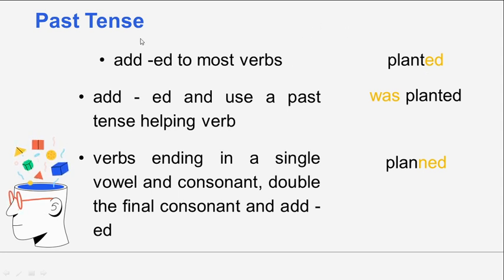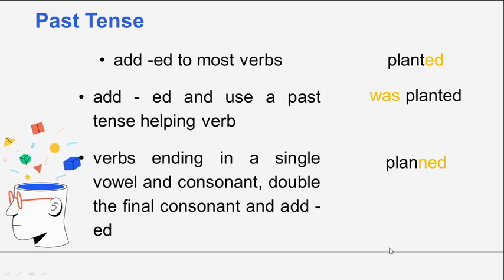Second rule, add ed and use the past tense helping verb. Just like what I said a while ago, when you're going to use a helping verb plus a main verb, you need to make sure that your helping verb is in past tense. For example, was planted. Next, verbs ending in a single vowel and consonant, double the final consonant and add ed.